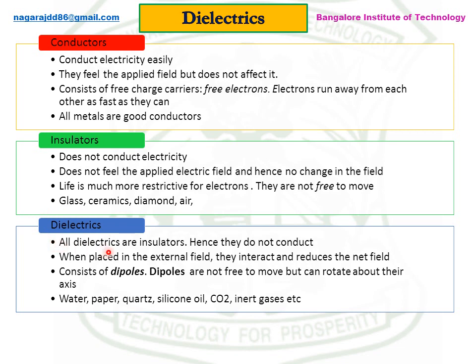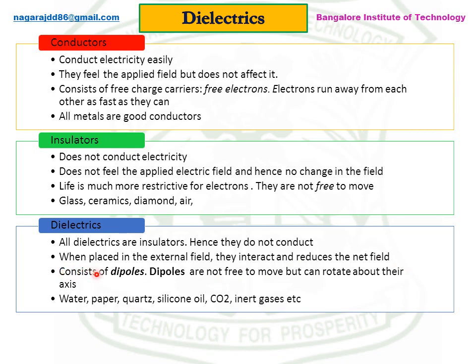Dielectrics, all dielectrics are insulators. Hence they don't conduct electricity. When placed in an external field, they interact and reduce the net field. This is a major difference between dielectrics and insulators. As I told you a few seconds back, insulators do not feel the applied electric field, but dielectrics feel the applied electric field, interact with it, and reduce the magnitude of the field. Why? We will discuss later on.